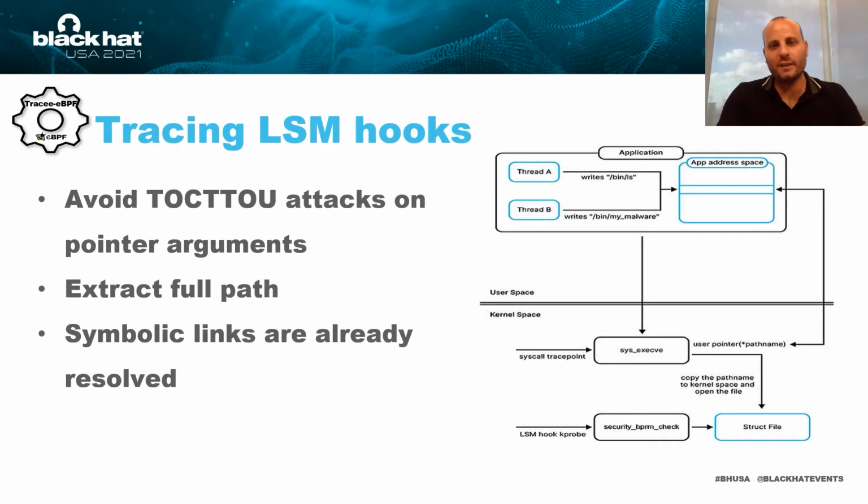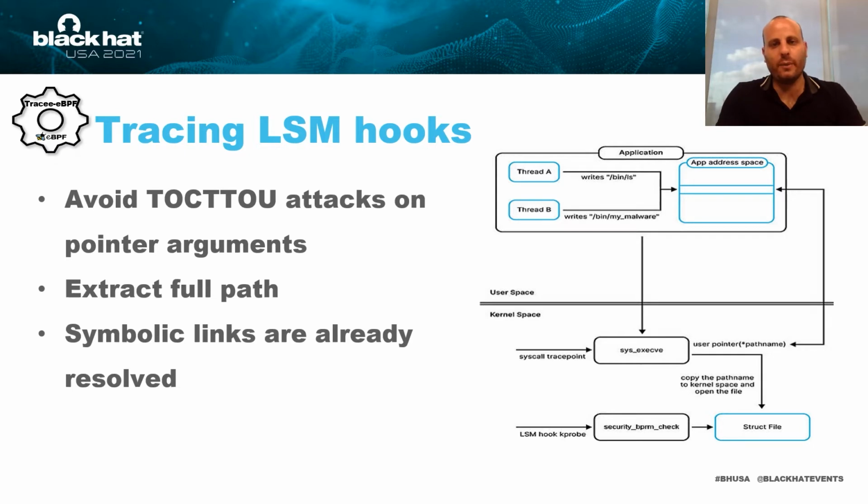Tracing LSM hooks has several advantages over tracing system calls when capturing certain events. One advantage is avoiding time of check to time of use attacks when tracing pointer arguments. For example, tracing the path argument of the execv system call is exposed to a race condition, where one thread of a malicious process can call execv while another thread tries to change the path given to the execv as a pointer. We may read one value when tracing the system call, while eventually the kernel will execute a different binary as a result of this race condition.